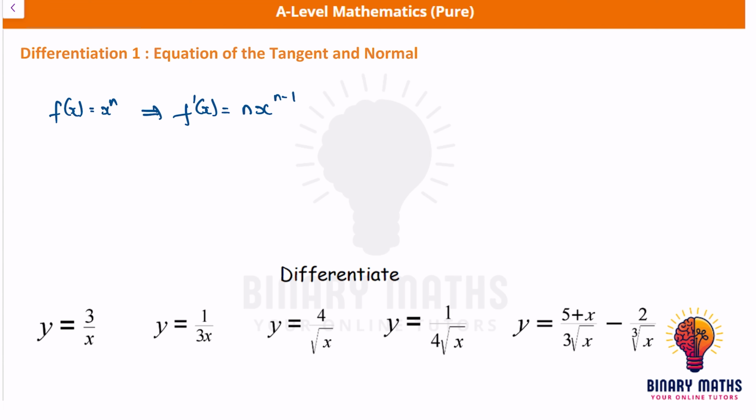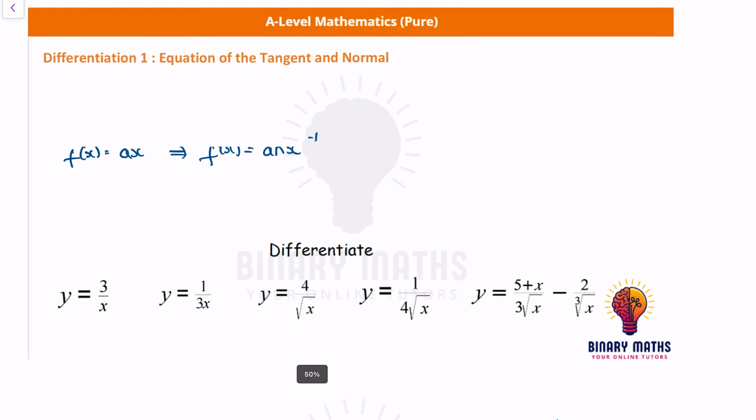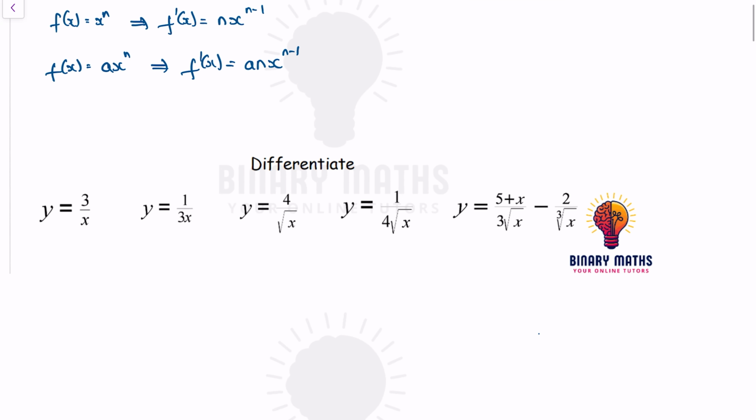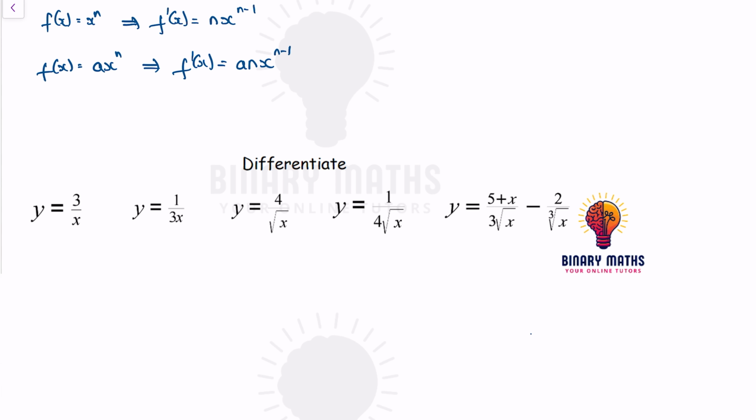In a similar way, if you have f of x equal to ax to the power of n, then the derivative of x, or f dash of x, or the gradient function of x, is equal to a times n times x to the power of n minus 1. So before we go into equation of tangent and normal questions, let's go through some examples of differentiating using this rule, just so you remember the process.